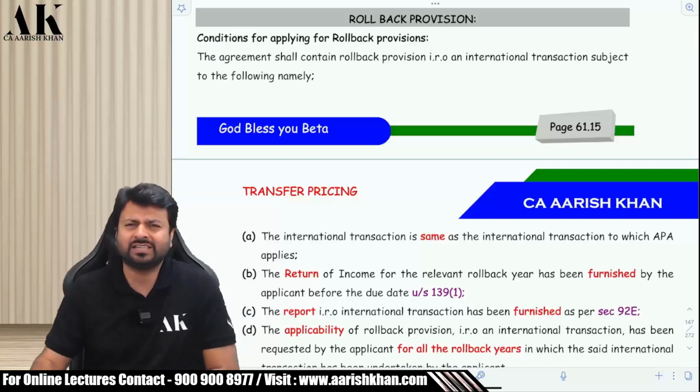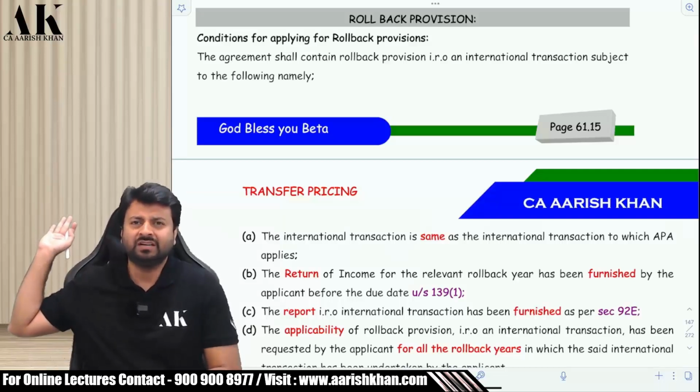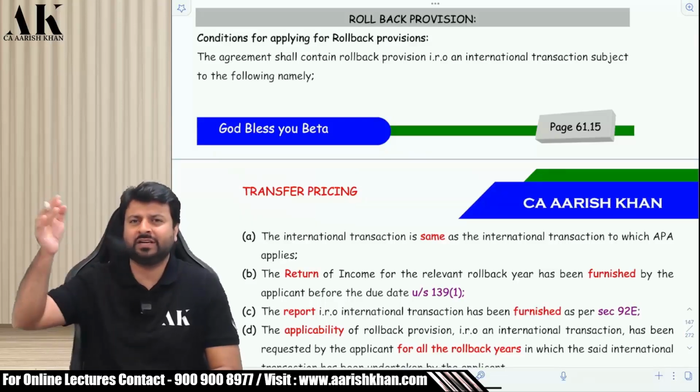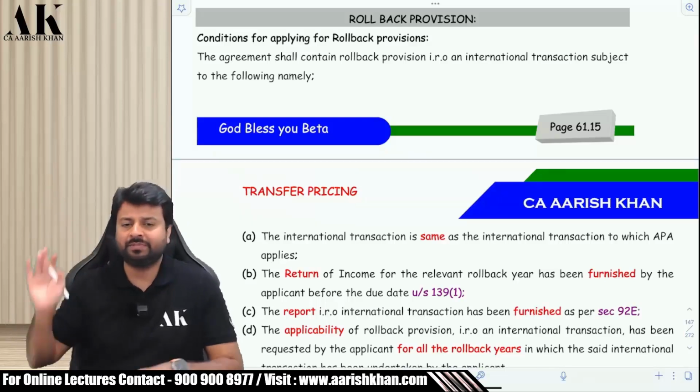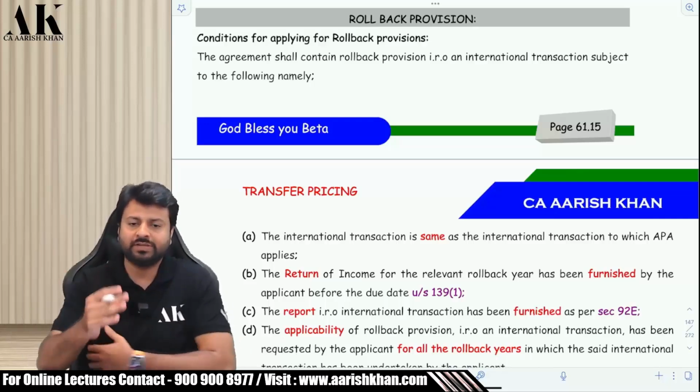Now the assessee is saying, also give me the benefit of the advance pricing agreement for the past years. Why unnecessarily fight for past years with the department? Extend the benefit for the past years also. The government said that yes, we will roll back this provision to the last years also, subject to 5 conditions.